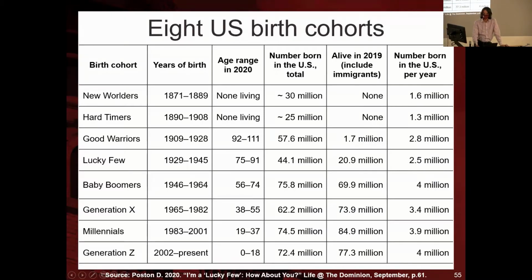So I emailed Poston, and he just mentioned that for these two columns here, these are the number of people born in the US. So those are US born people for this column here. And we get this column divided by the number of years in this interval, we get these numbers here. And for this column, alive in 2019, it includes immigrants.